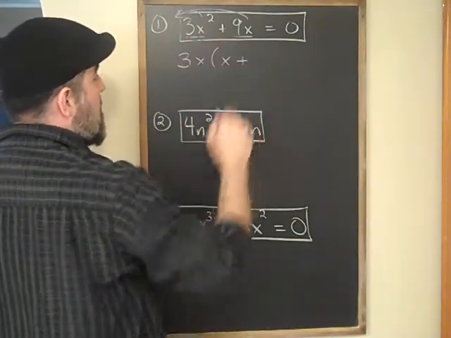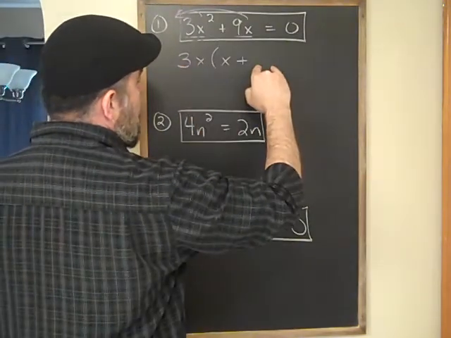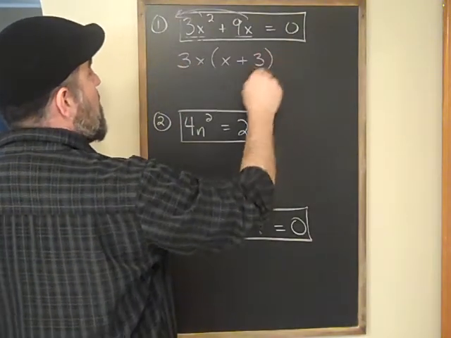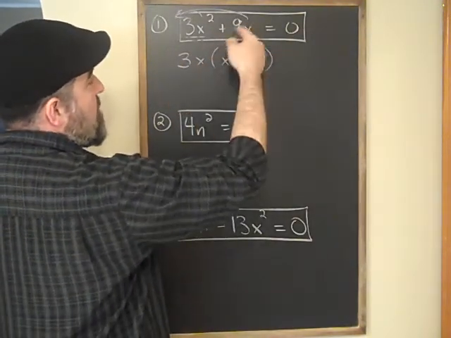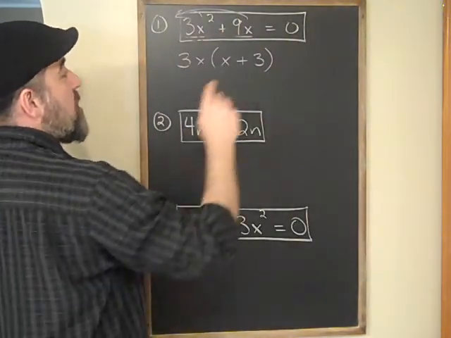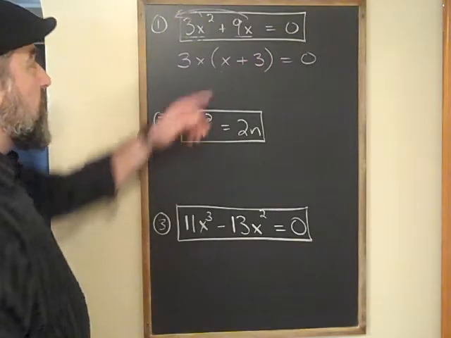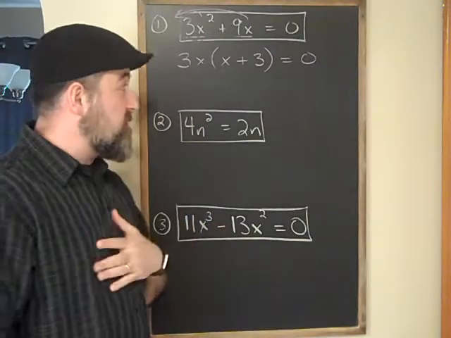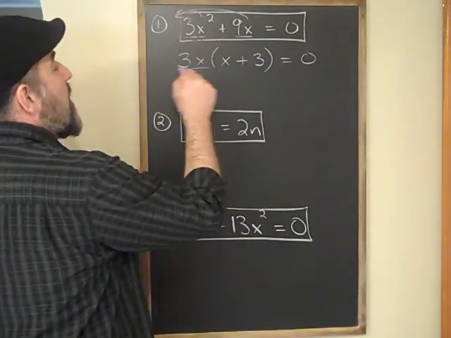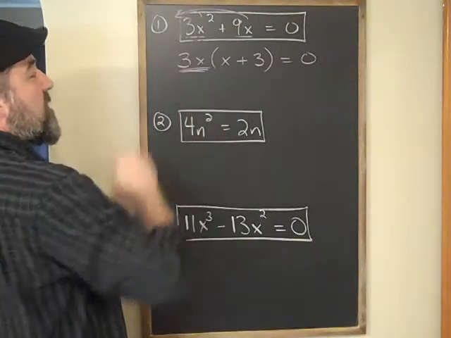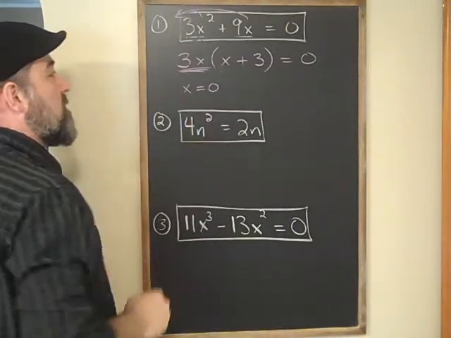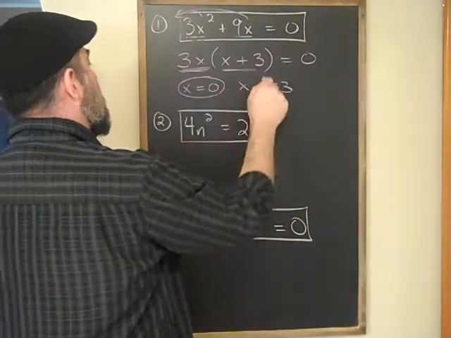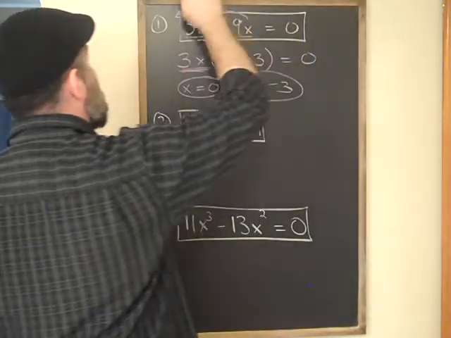You have that plus, there's a plus. 3x times what second term gets us that second term of 9x? 3x times 3 gets us 9x. We can close it up because now we've got both terms in the original. So now our expression is in a factored state. Since it's now factored, we can solve by using zero product property. What makes this factor be 0? 3 times what gets us 0? x equals 0. What makes this factor be 0? x equals negative 3. Those are our two solutions.